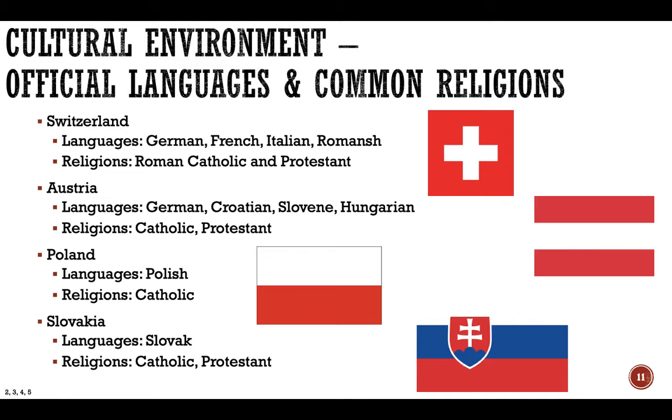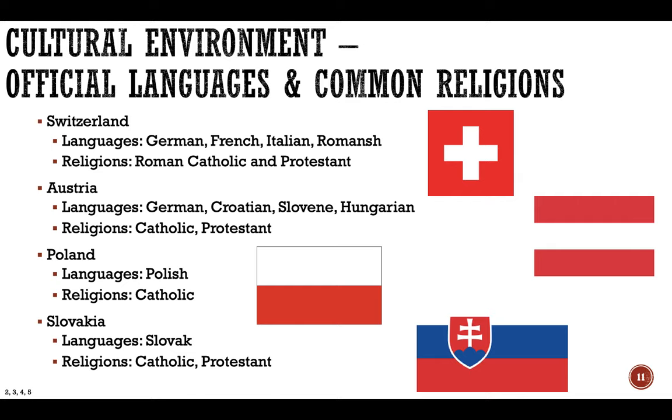Now we're going into the cultural environment. Here we have the official languages and then the most common religions for each country. The German language can take you very far within this region. The most prominent religion throughout all of the region is Catholic. While other religions not listed here are certainly present, the ones listed here are the most common once again.